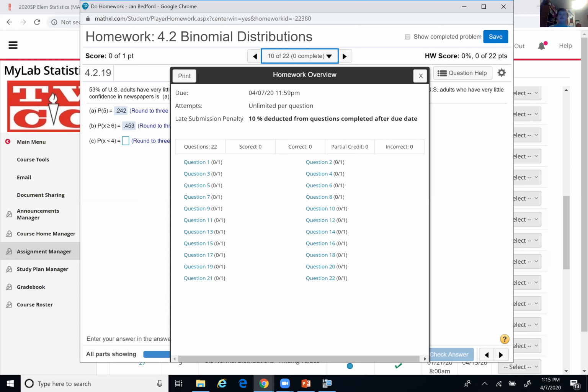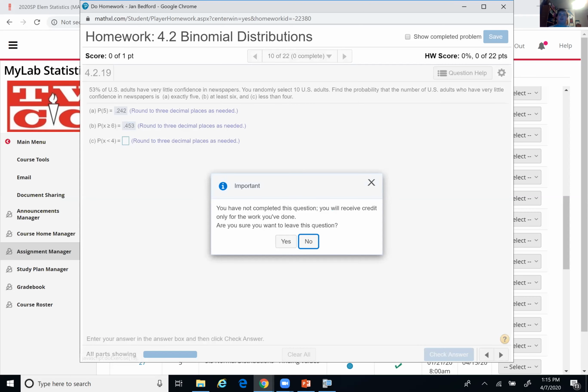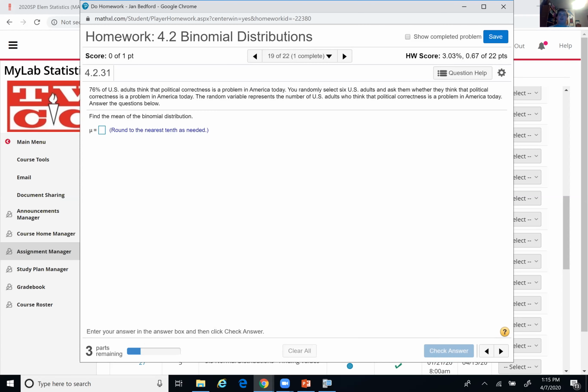On number 19, it was telling me to round to the nearest 10th. But even when I had numbers like 1.06, it would say the answer is 1.0. Okay, so let's check on that and see.